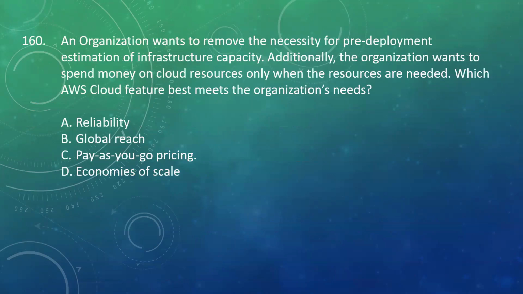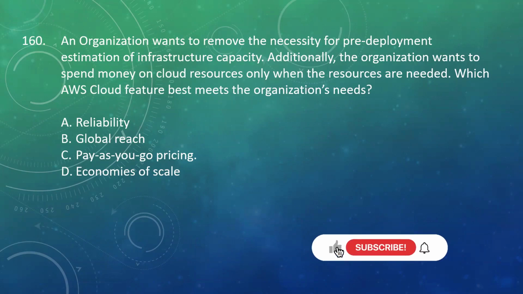Next question. An organization wants to remove the necessity for pre-deployment estimation of infrastructure capacity. Additionally, the organization wants to spend money on cloud resources only when the resources are needed. Which AWS cloud feature best meets the organization's needs? Your options are reliability, global reach, pay-as-you-go pricing, economies of scale.